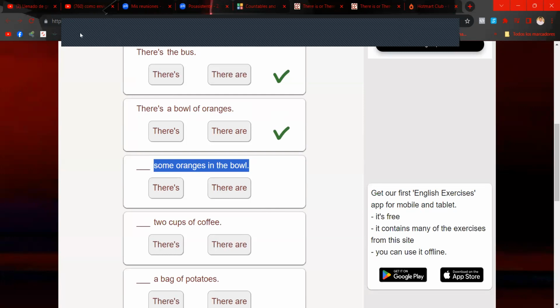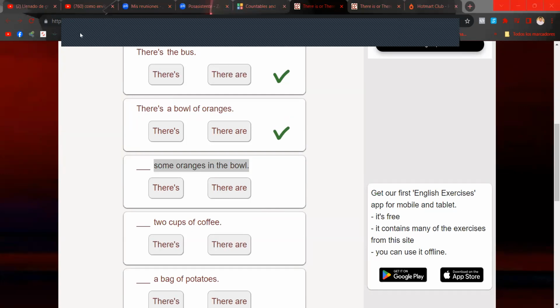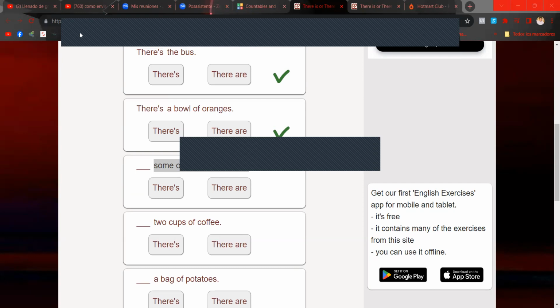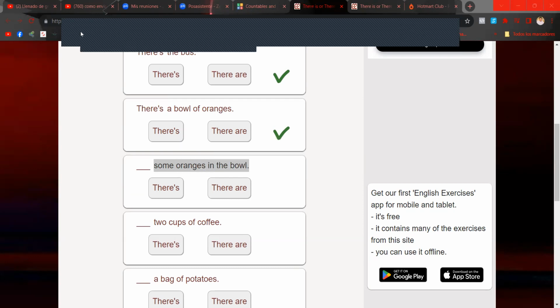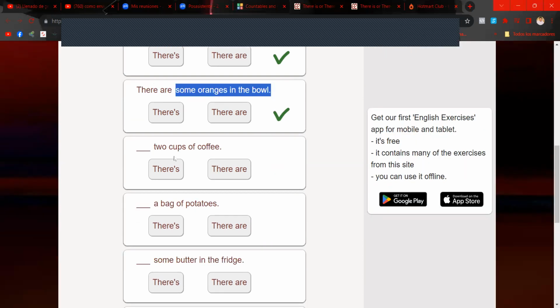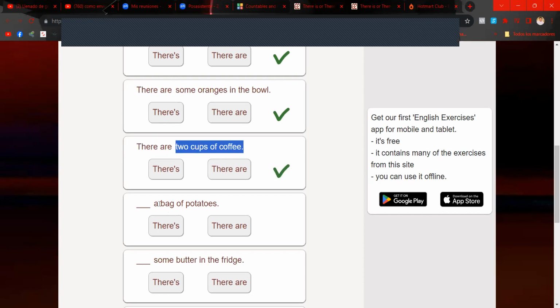Come on, volunteer. There are. In this case it would be there are, because you say here some oranges, right? 2 cups of coffee, right? There are two cups. A bag of potatoes. There is. Yes, of course, because you're focusing on the one near it. It doesn't matter what it says after, what matters is what's closest, and that is a bag, one.